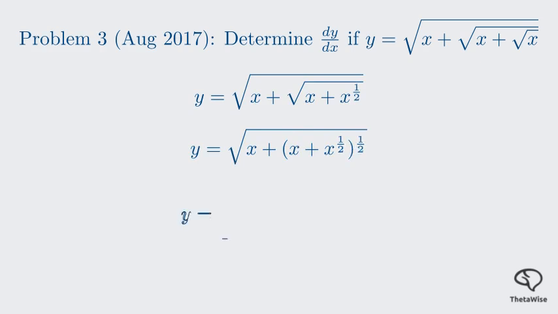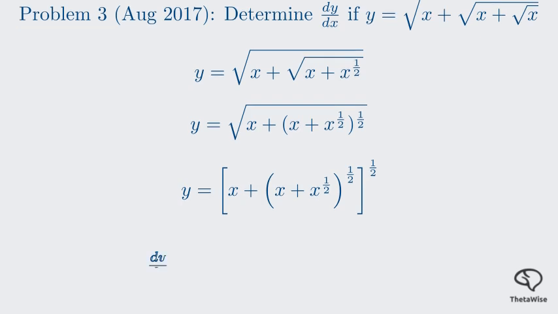Finally, the outermost square root contains the entire expression. So we rewrite y as the quantity x plus the quantity x plus x to the 1/2, all to the 1/2, all to the 1/2 power. Now that it's in a more workable form, we can apply the chain rule. Once again, we'll work from the outside in.